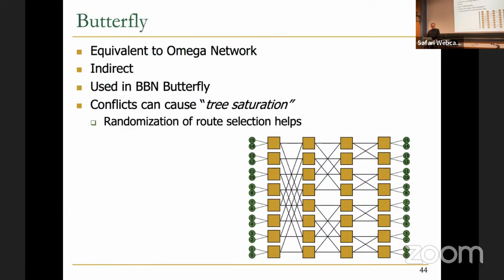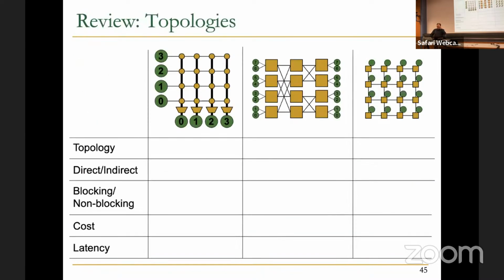Butterfly is another famous example of a multi-stage network. It's equivalent to the Omega network and indirect. Conflicts can cause saturation, so these networks can still cause conflicts. But of course, randomization of route selection can help. You can try to randomize the routes that you take from source to destination in order to reduce conflicts, essentially. But let's quickly review these topologies.